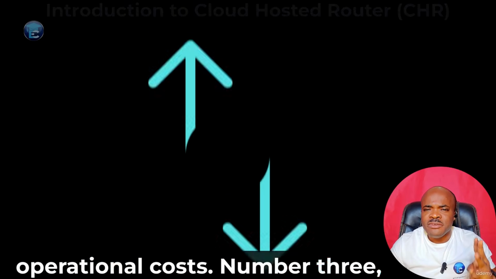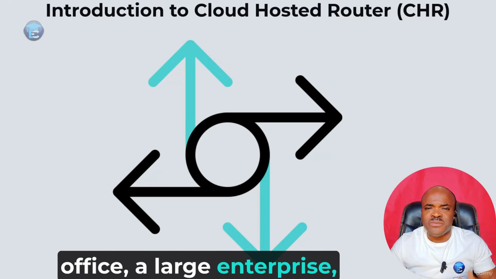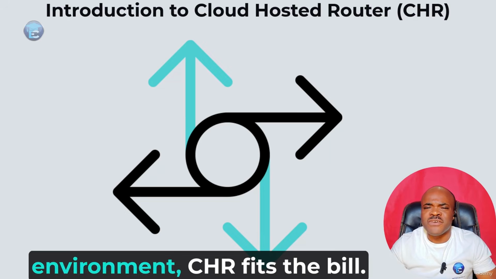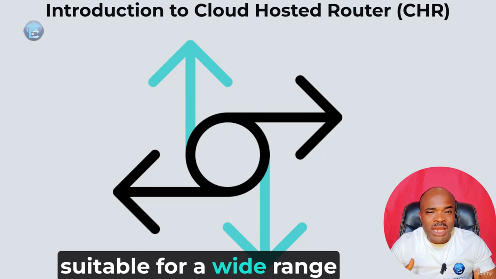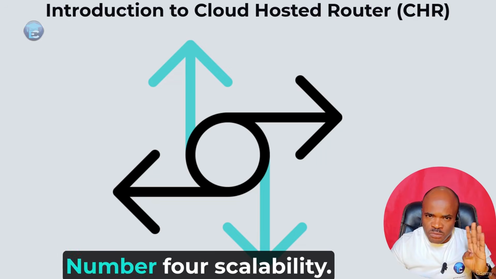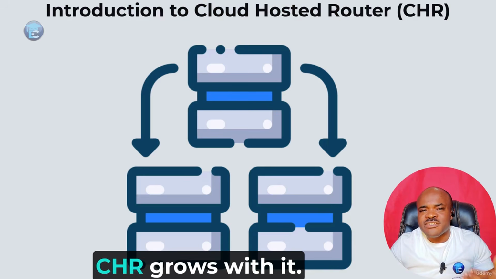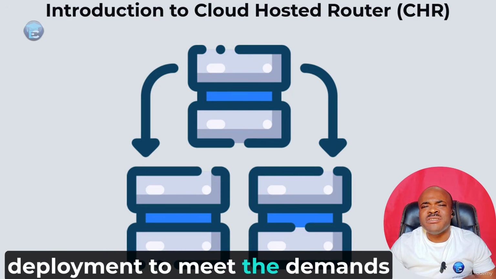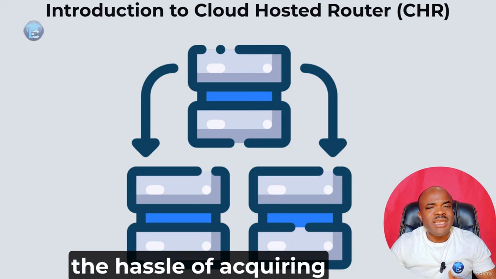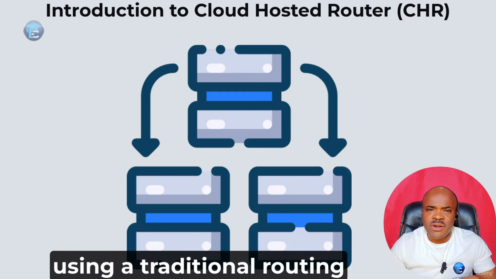Number three, versatile deployment. Whether you're running a small office, a large enterprise, or experimenting in a lab environment, CHR fits the bill. Its versatility makes it suitable for a wide range of networking scenarios. Number four, scalability. As your network grows, CHR grows with it. You can easily scale your CHR deployment to meet the demands of an expanding network without the hassle of acquiring new hardware, as would be the case if you were using traditional routing equipment.